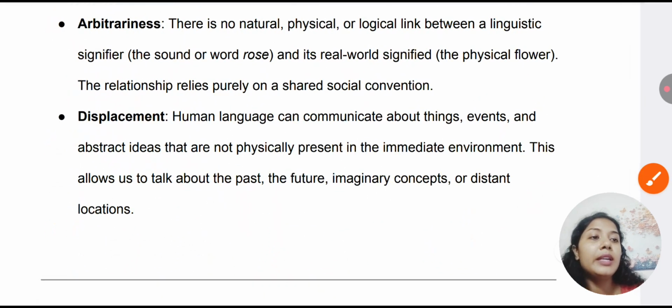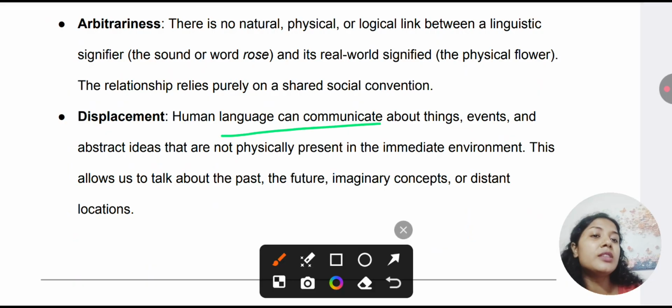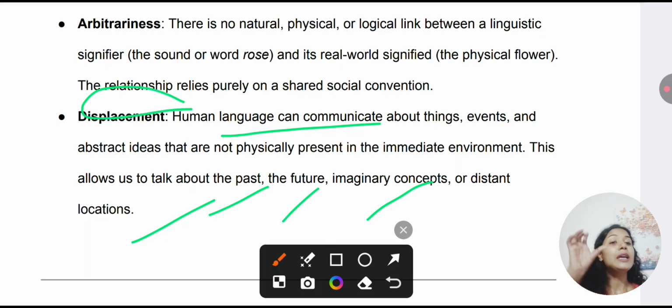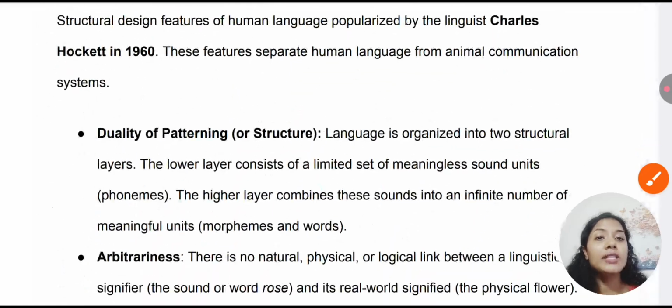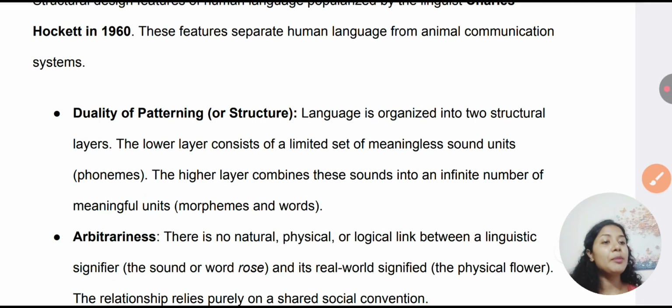And displacement is the human language ability to communicate about things, events and abstract ideas that are not physically present in the immediate environment, and this allows us to talk about the past, future, imaginary concepts or distant locations. So this is displacement. Past, future, this cannot be done by animals. Here Charles Hockett's aim was to differentiate and separate human language and animal language.